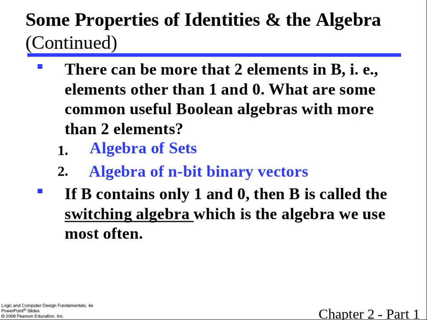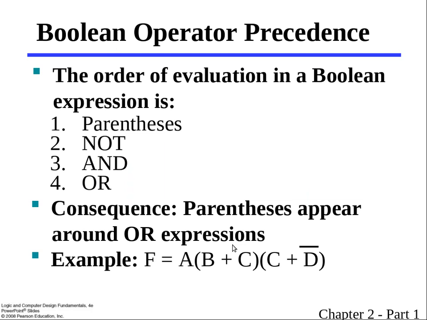But if B, which is your universe of values, or your language, depending on which math professor you have, is just two elements, it's then called a switching algebra, and it's the one we use most often, or is really what we use in computers or circuits. Order: parentheses, not, and, or. So parentheses have precedence over everything else, not has precedence over and, or, and and has precedence over or.